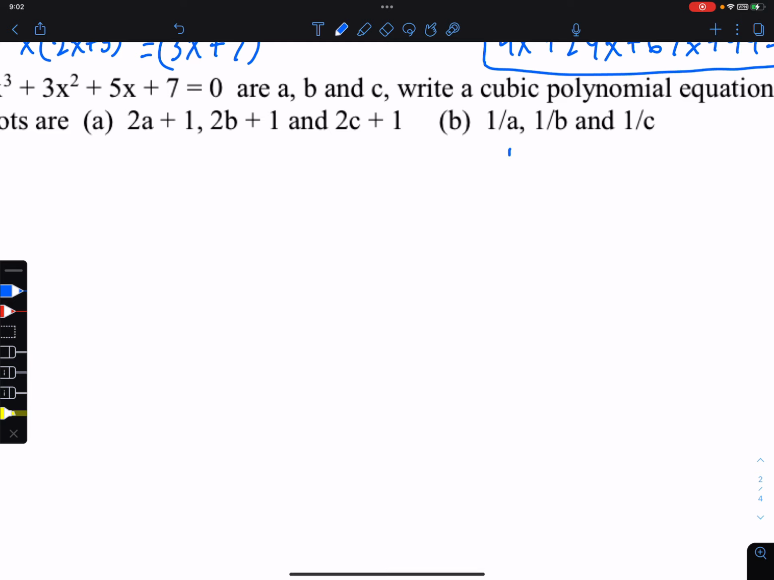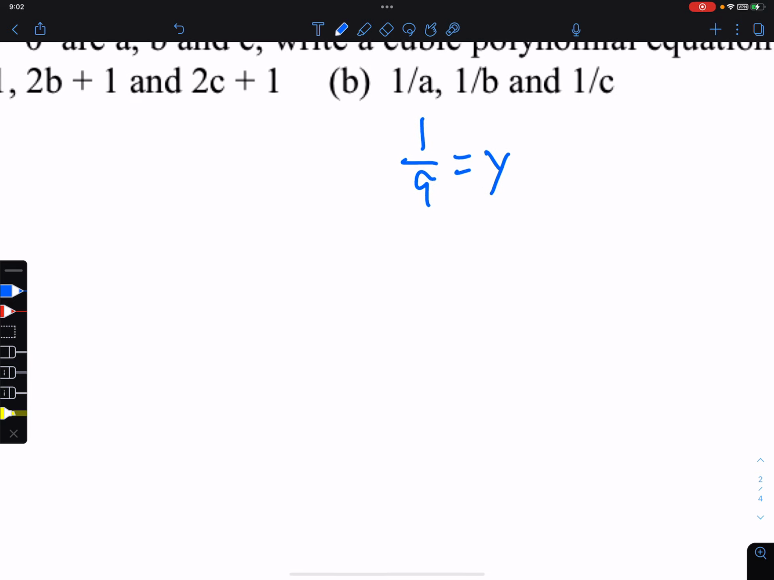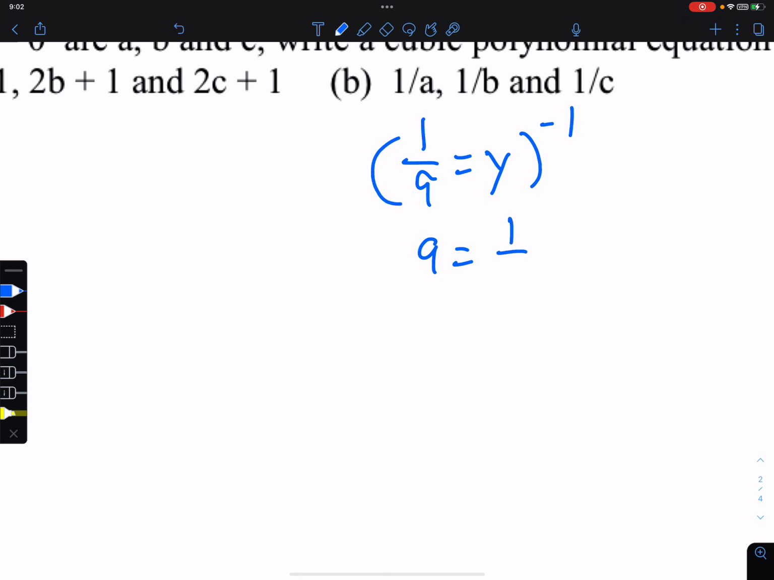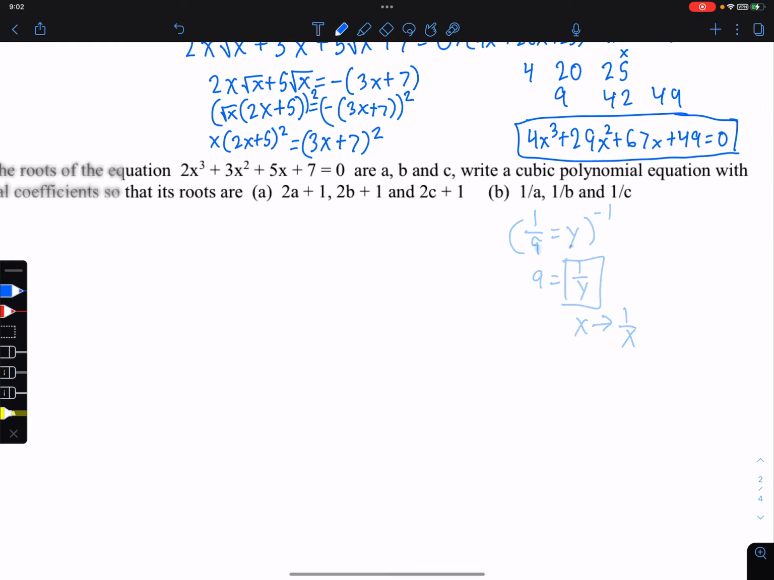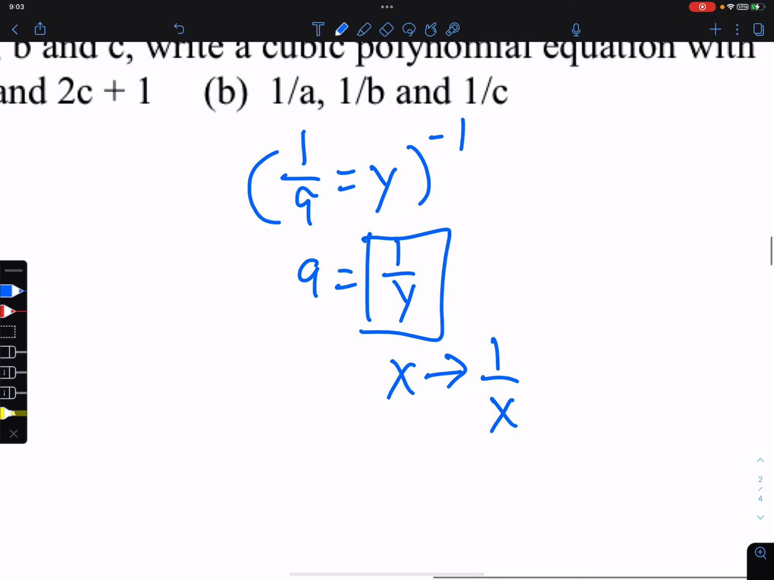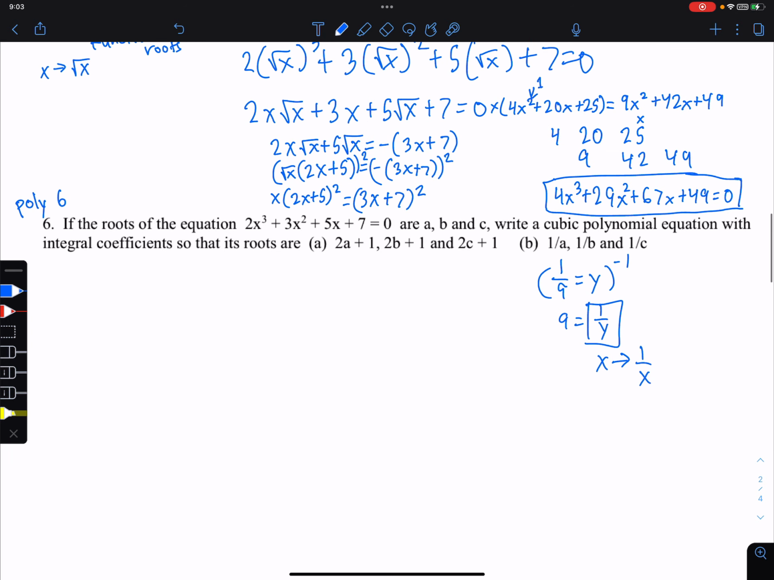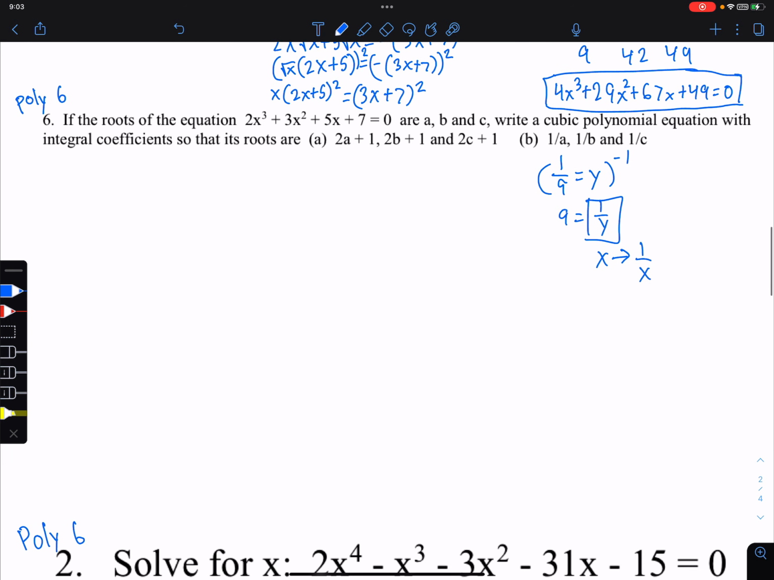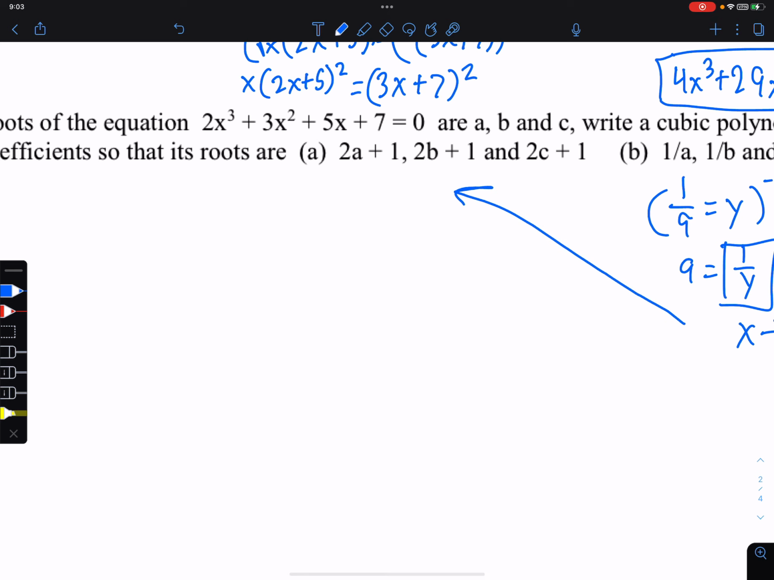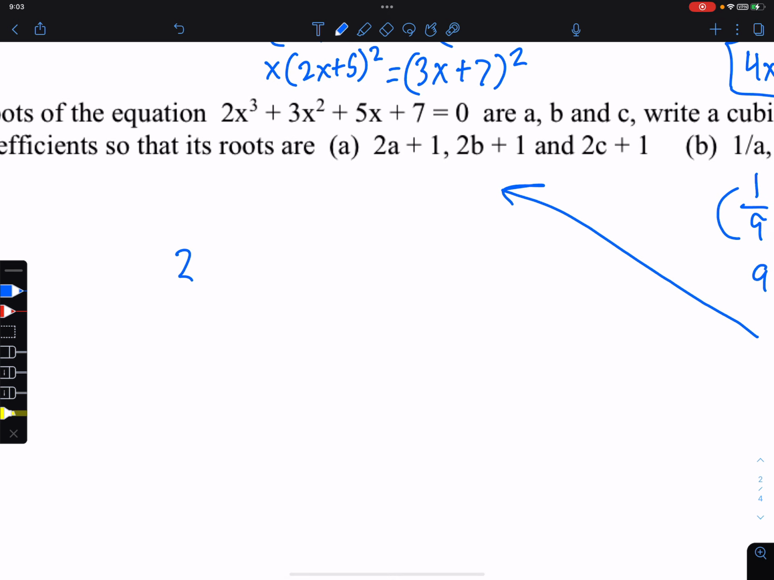Next, 1 over a. Let's make that equal to y. The easiest way is just to reciprocate both sides. So a is equal to 1 over y. And yeah, so here we just want x to 1 over x. Now, if he ever puts this problem on the test, 1 over a, 1 over b, 1 over c, if we plug this in, right, into our original, we would get 2 times 1 over x cubed, right? But what is that? That's just 1 over x cubed, right?